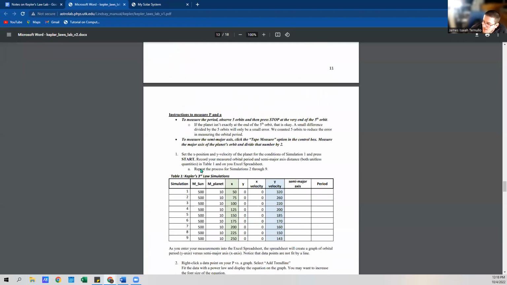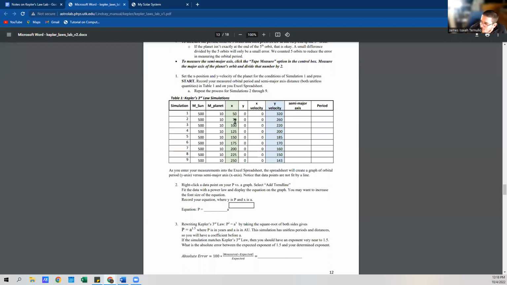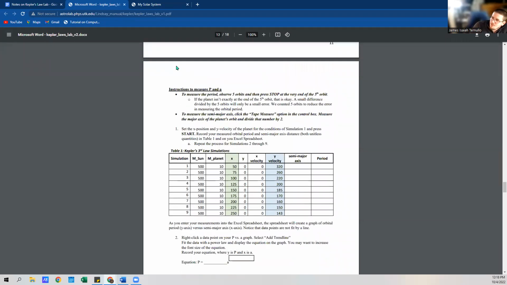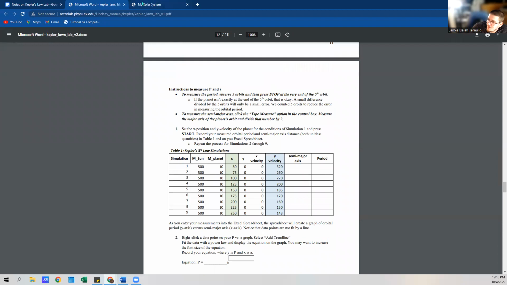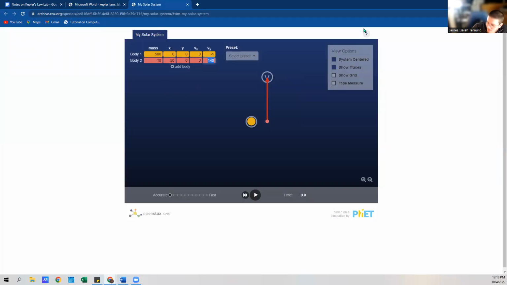So now we want to come down here to our table, and this green column is going to be the x position of our planet. Since it's 10, we want to set this to 50, and we want to set the y velocity to 320. All right, so now I'm going to keep it on accurate because it's going to allow it to run slower, but I can also set this to be fast, and it will allow the simulation to run faster.